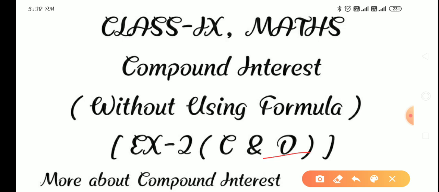Remaining questions of exercise 2C and questions of exercise 2D you can do now. If you have any problem, then you can ask. I will clear your doubts.